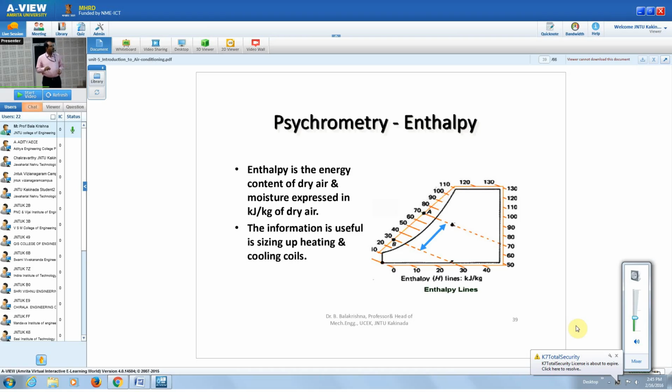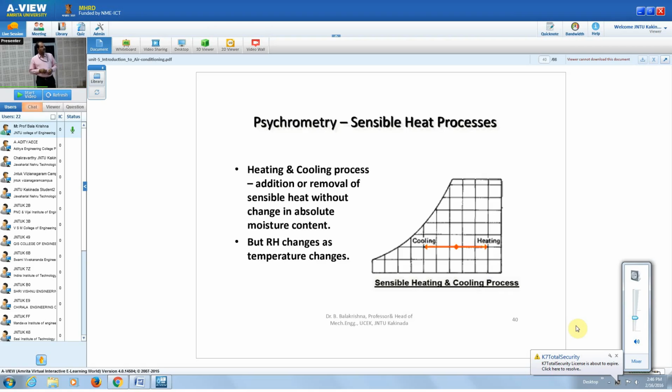So see this arrow, this is the enthalpy increasing. Then the sensible heating process. These vertical lines are called dry bulb temperature lines. If you take a point and it is increasing toward the right side, then it is sensible heating. And the opposite side is called sensible cooling.